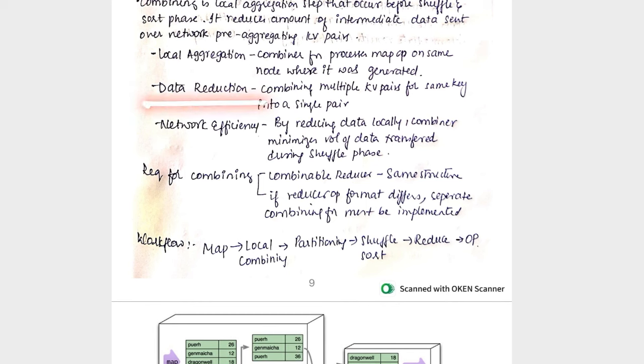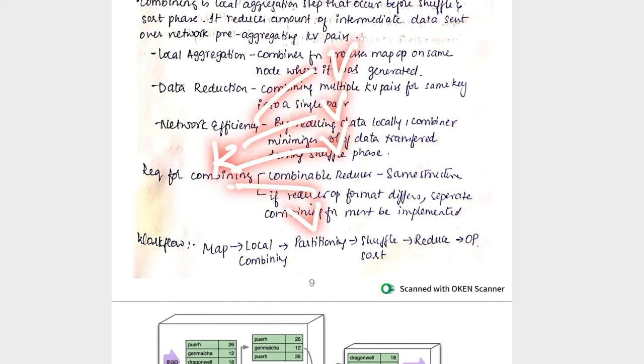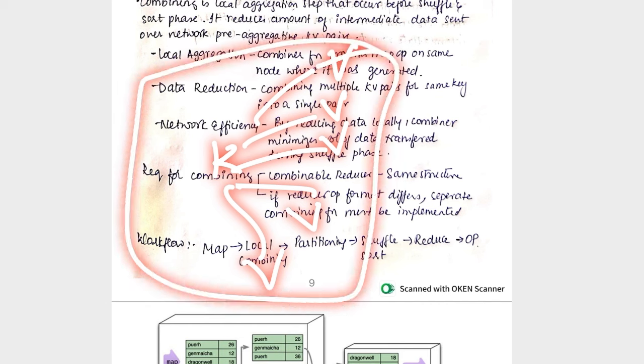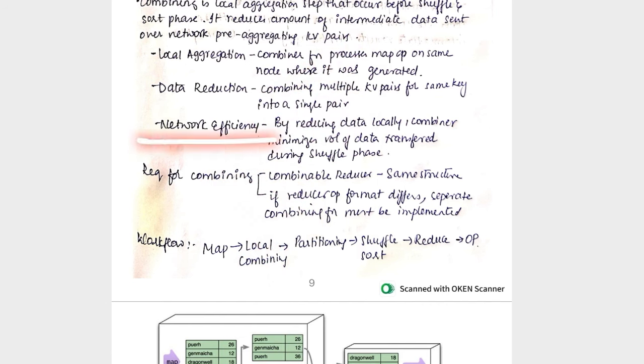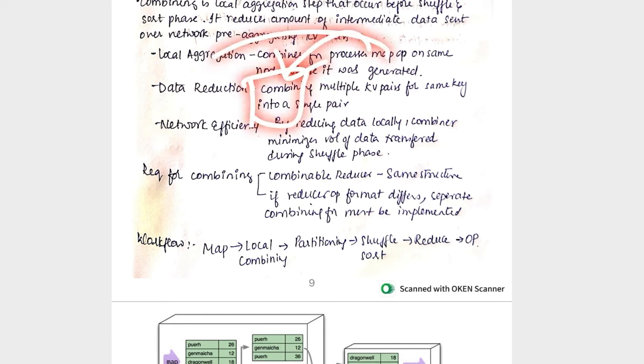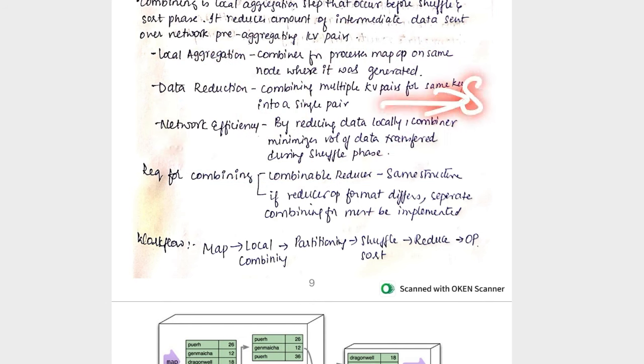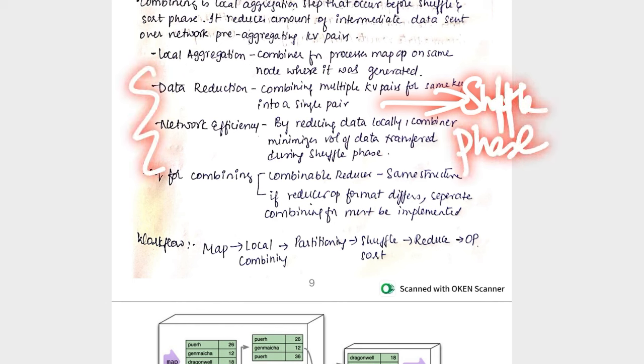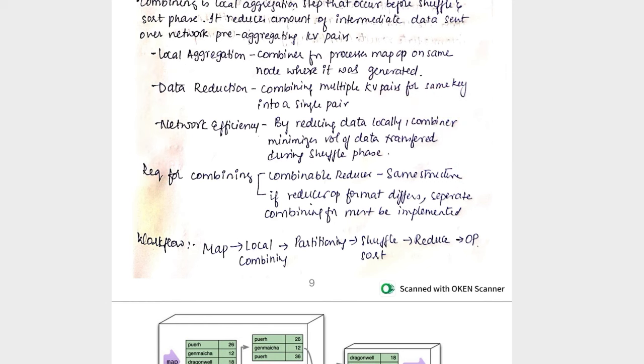Next, we are looking into data reduction. In data reduction, we will be combining the multiple key value pairs for the same key having multiple values. We have seen this previously, right? By doing this, we are reducing it into smaller pairs. Next we have network efficiency. Network efficiency means by reducing the data where it was generated, that is locally itself, the combiner will minimize the volume of data that has to be transferred to the shuffle phase. That's how by making use of combining, we can simplify the process, and local aggregation, data reduction, and network efficiency are also met.